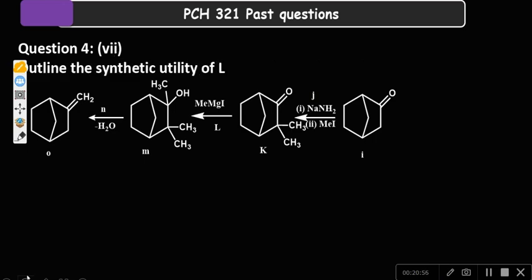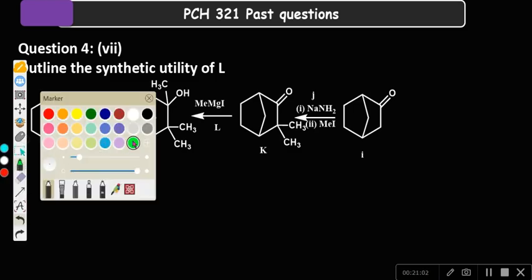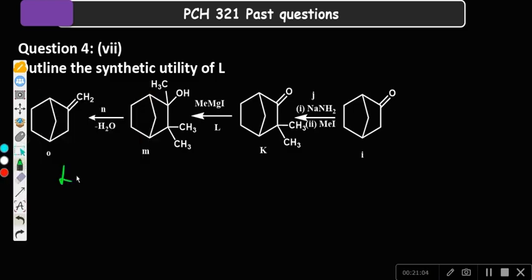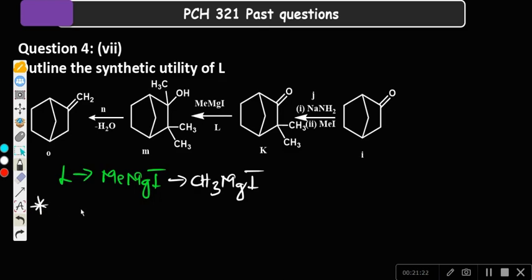The next question says, outline the synthetic utility of L. Now, L is a Grignard reagent, which is methyl magnesium iodide. If you want to write it out, you say CH3 magnesium iodide. Now, when they say outline, just state the synthetic utility of the Grignard reagent.